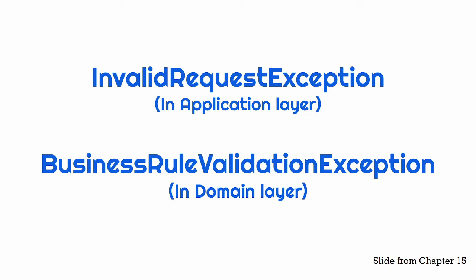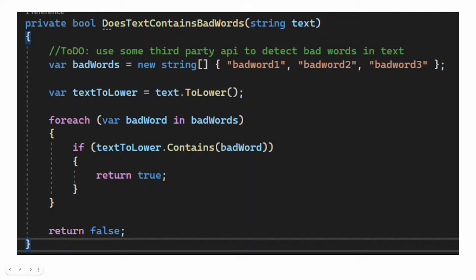Similarly, in this session, we will introduce business rule validation exception in the domain layer, which will be responsible for throwing core business rule exceptions, or in other words, domain logic exceptions. Right now, we do not have very complex logic in our domain, but we can add one to our story entity. We can add a does text contain bad words method to the story entity, which will be responsible for making sure that text entered by the user does not have any bad words.